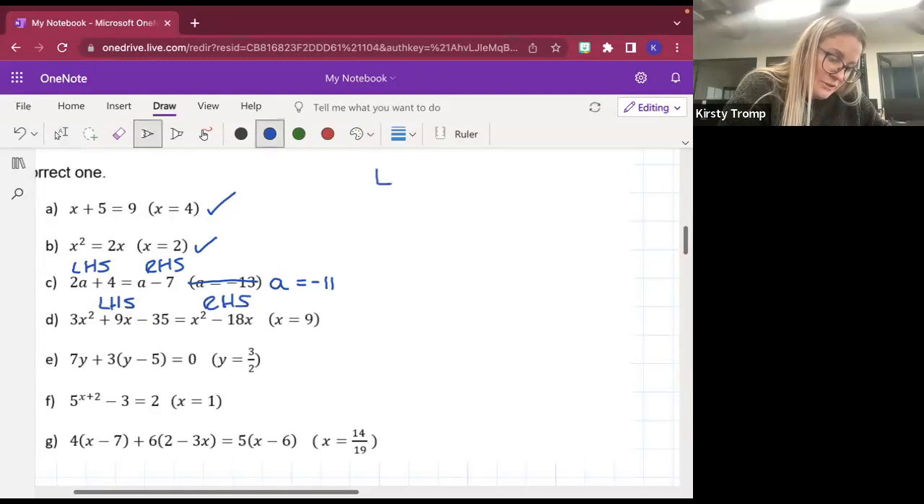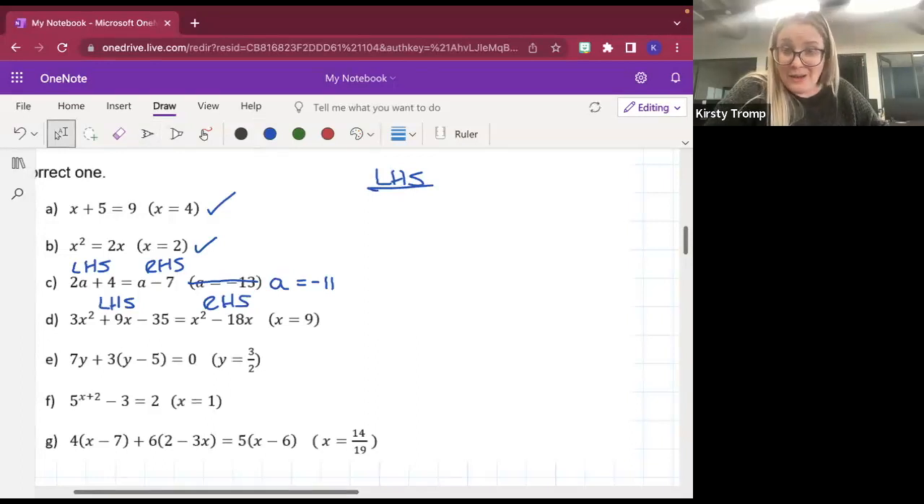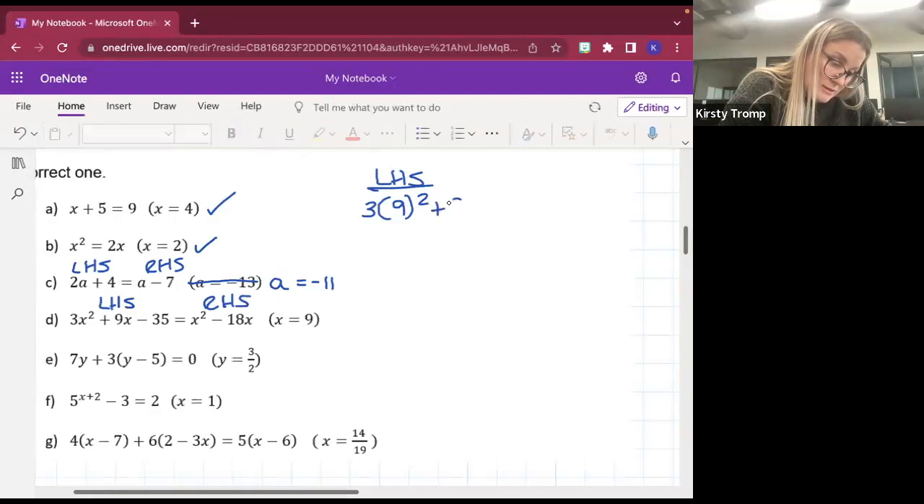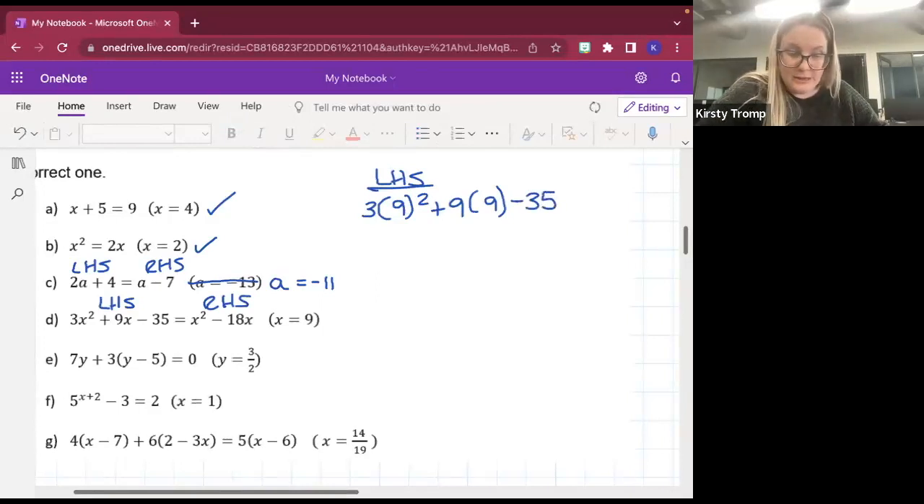So on the top here, I've got the left-hand side. Instead of seeing x, what am I substituting in now? I'm substituting in 9. So I'm going to say 3, open brackets, instead of seeing x, I'm going to see 9 squared, plus 9, open brackets, 9, minus 35.